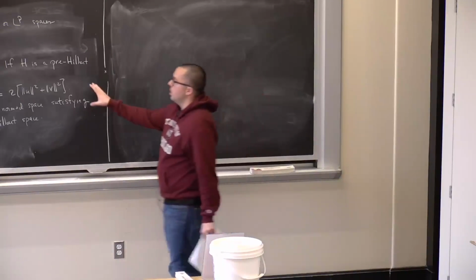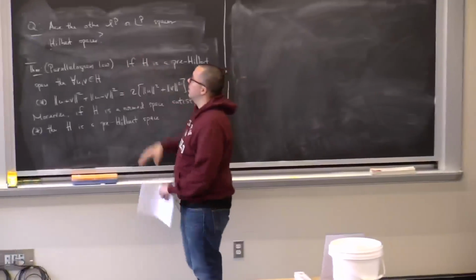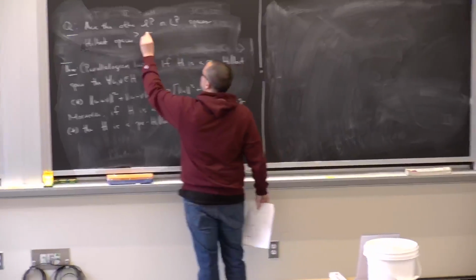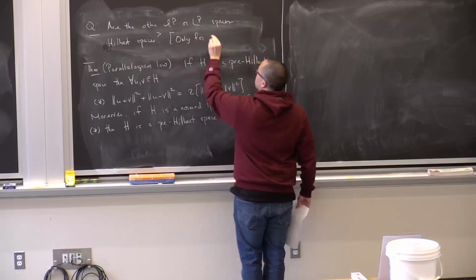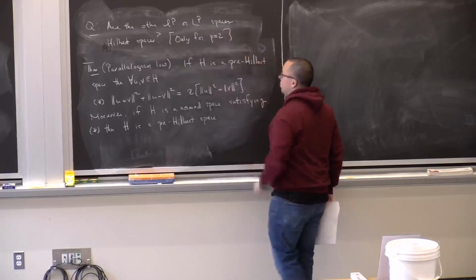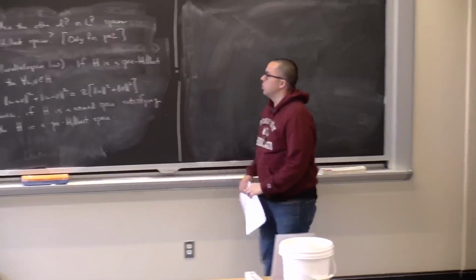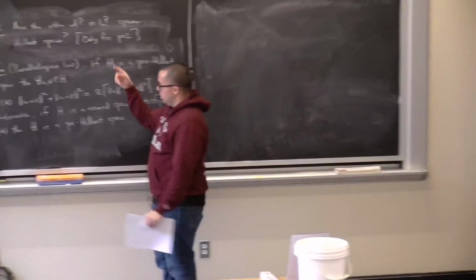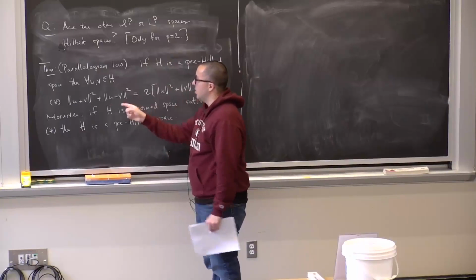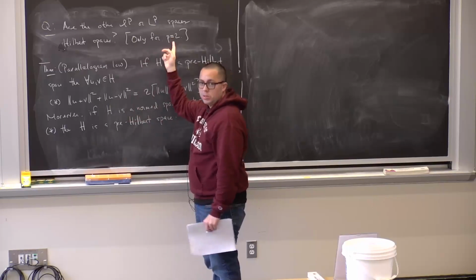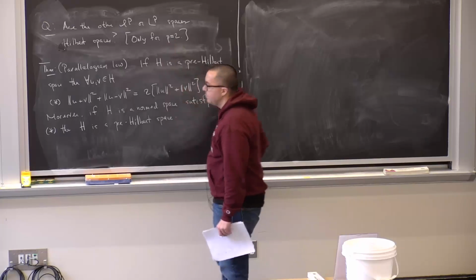So using this theorem, you can check that the answer is only for p equals 2. Okay? So in other words, if you can come up with u and v so that this inequality is not satisfied when p is not equal to 2. Okay?